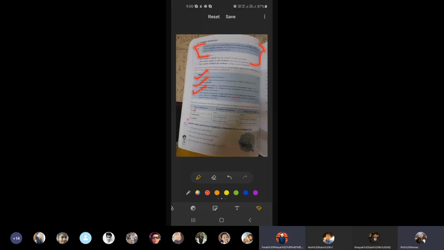Then if the sentence comprises a single main clause and at least one subordinate clause, then it is a complex sentence. Each subordinate clause is introduced by a subordinating conjunction. And which are the subordinating conjunctions? That, who, as, etc. are the subordinating conjunctions. Clear till here?